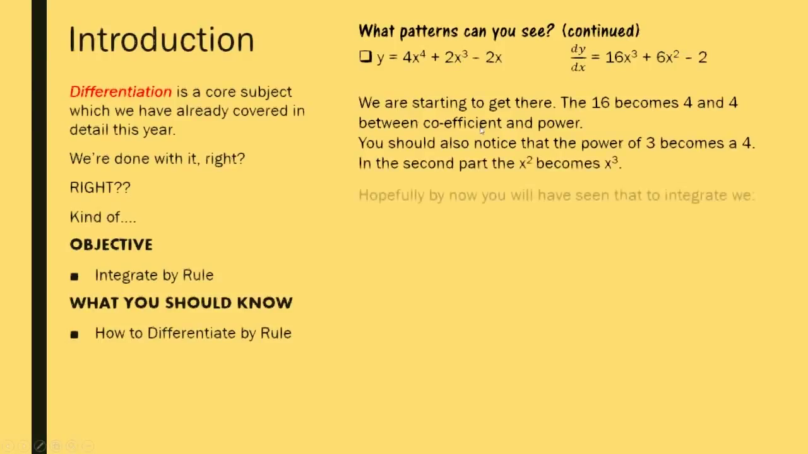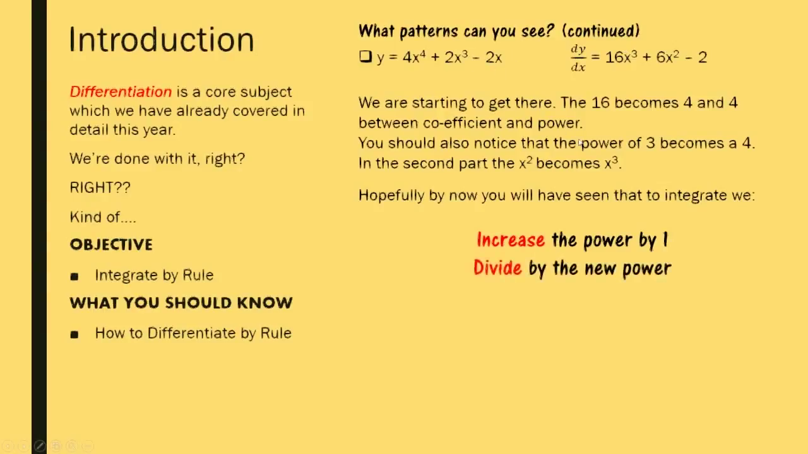So, by now you might have seen that when we integrate, we increase the power by 1, so the 3 becomes a 4, the 2 becomes a 3, etc. And then we divide by the new power. Now you may not have seen the second step, but it'll be more clear as we go along. So we can check this with our next example. I'll go back to the previous one as well.